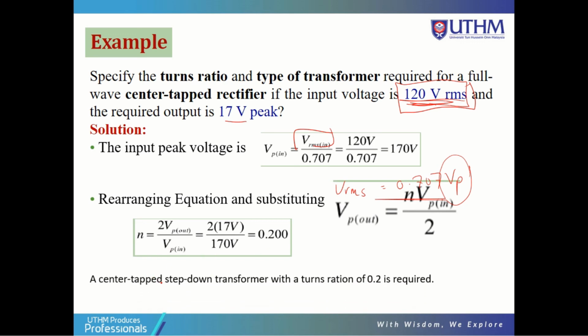A center tap step down transformer with a turn ratio of 0.2 is required. How do you know whether it is step down or step up? You know because the input is higher than the output. The output is 17 volt, the input was 170 volt. So you have to mention here whether it is step up or step down. Okay.